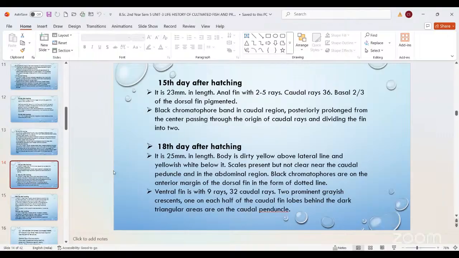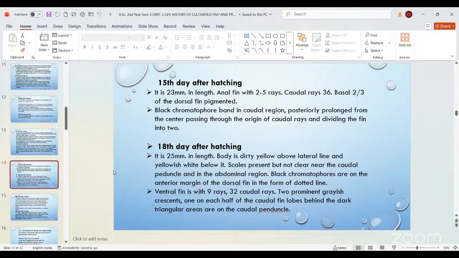Next, 15th day after hatching. It is 23 mm in length now. Anal fin with 2 to 5 rays. Caudal rays 36. Basal 2 by 3 of the dorsal fin pigmented. Black chromatophore band in caudal region, posteriorly prolonged from the center, passing through the origin of caudal rays and dividing the fin into two.